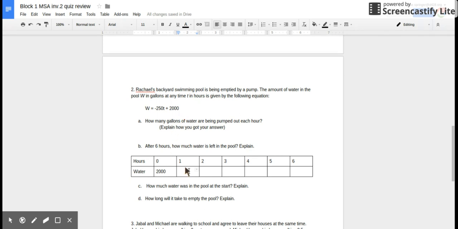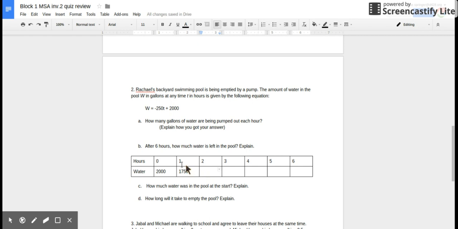At 1 hour, we can put our 1 into our equation. 1 times negative 250 plus 2,000. And we know our rate of change is this value right here. So we're basically just losing 250 from our total amount. So 2,000 minus 250 is going to be 1,750. So for every hour, we're losing 250 gallons of water.